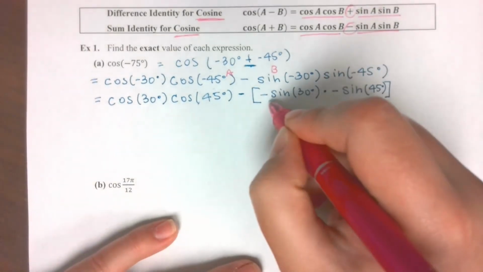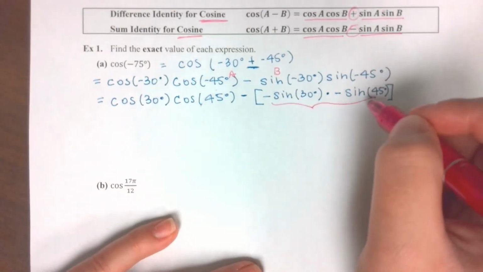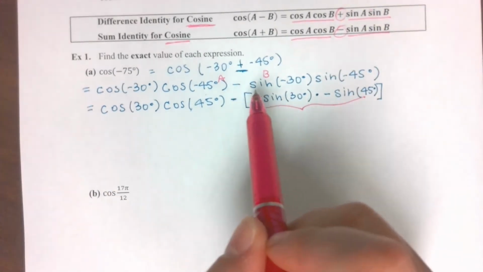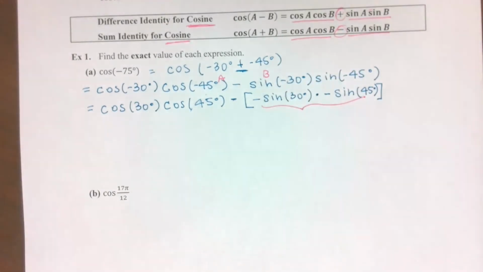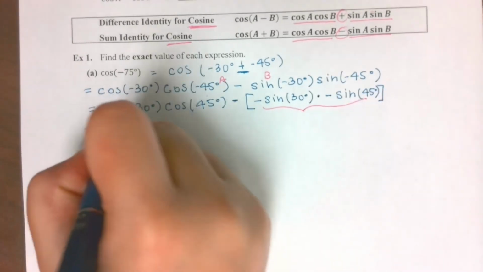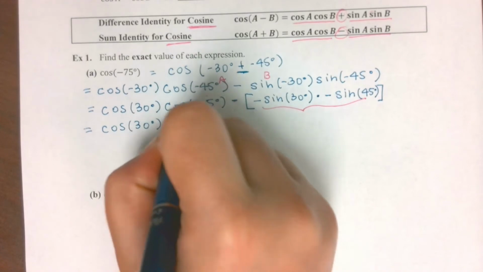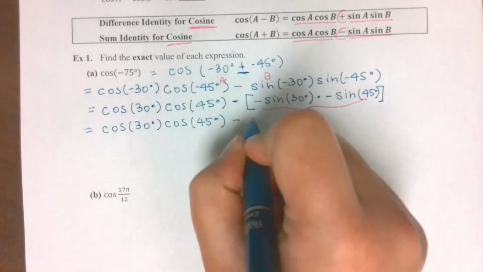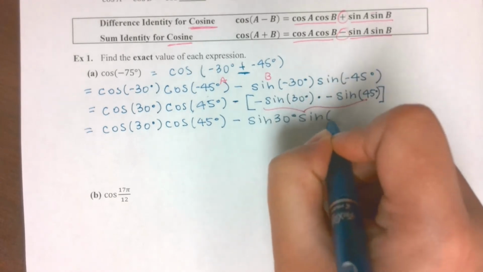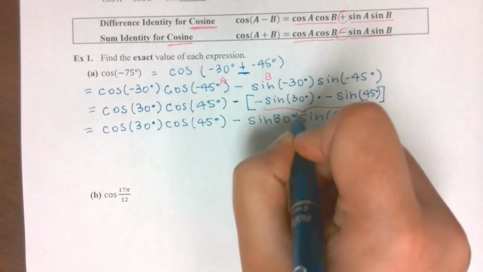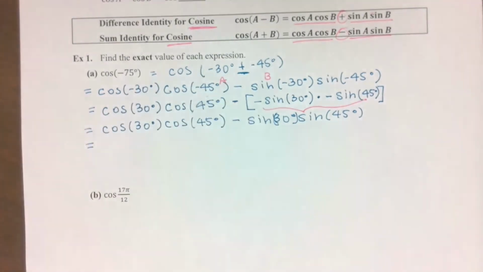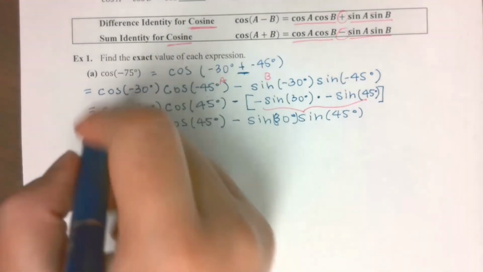Notice here that we have a negative times a negative, so this is going to become positive. This is why I pulled that negative out front, so that you don't get confused when you're changing the signs here. So this negative times a negative gives us a positive, so we have cosine of 30 degrees times cosine of 45 degrees minus sine of 30 degrees times sine of 45 degrees. Now we're just going to plug in the values. Cosine of 30 degrees is square root of 3 over 2.